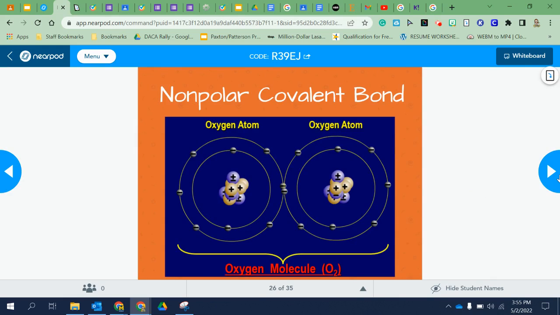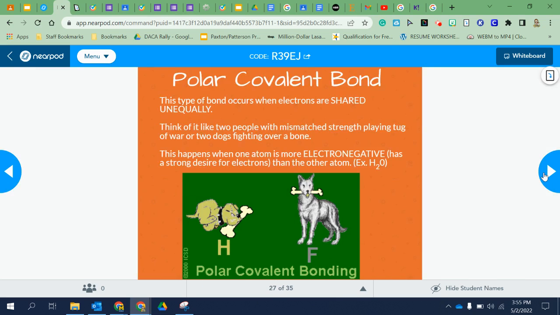So an example of that is going to be like oxygen, two oxygen atoms together. And again, because they're the same exact atom, they both have the same amount of electronegativity. So they're both pulling the electron at the same amount, right? Not like in an ionic bond, where one of them just basically takes the electron from the other one, and in that case, one is stronger. In this case, they both have the same amount of electronegativity.